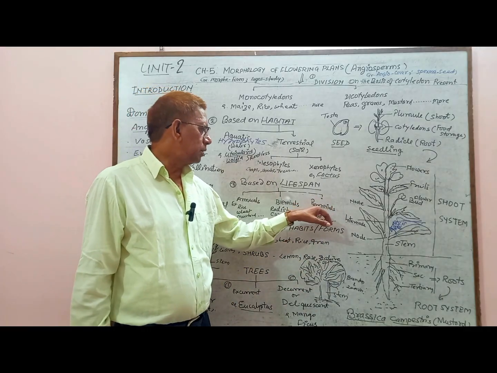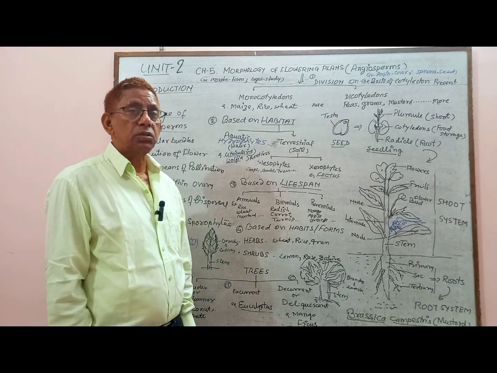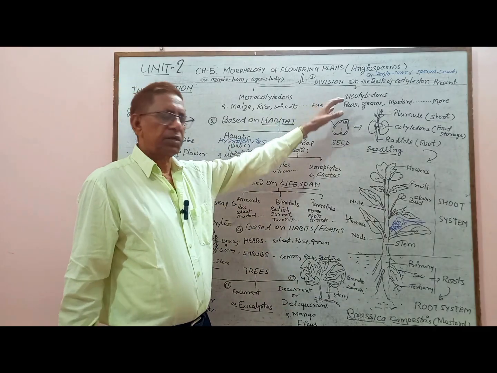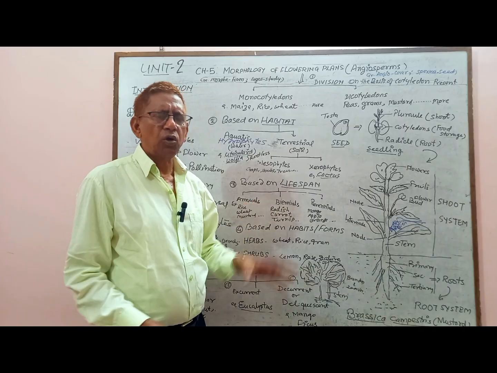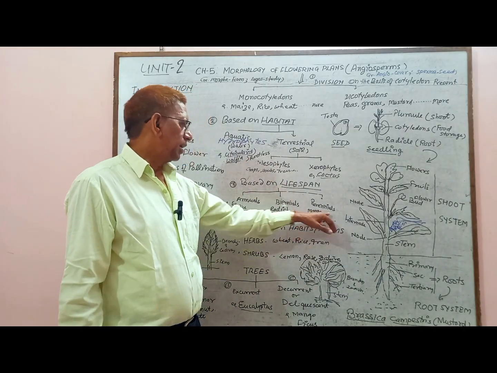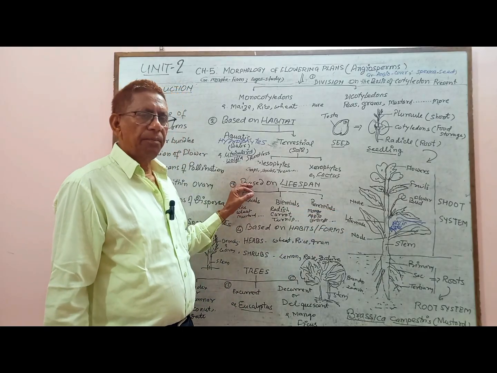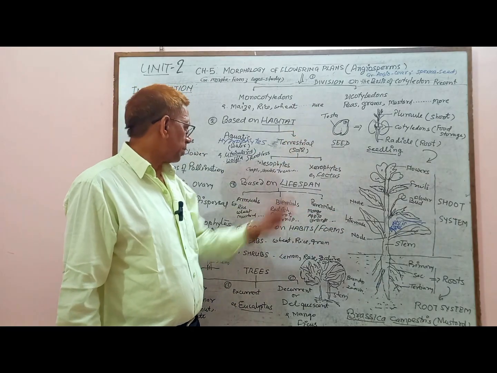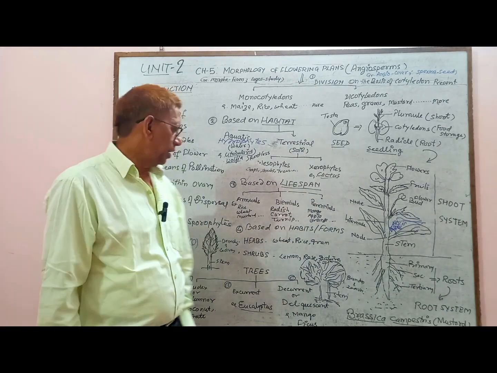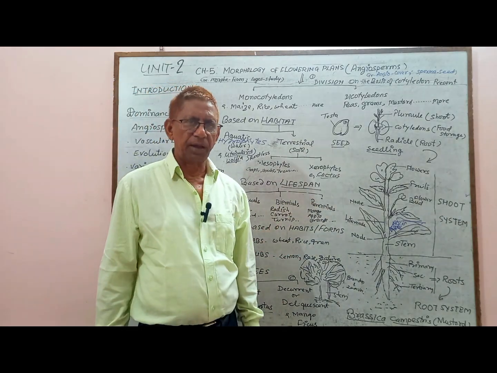And the third is called perennials, living many more years. Those angiosperms which survive for many years are called perennials. So this was the classification of angiosperms based on lifespan. Then the next is based on habit and forms of life.